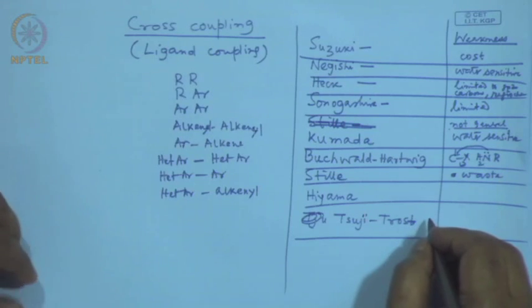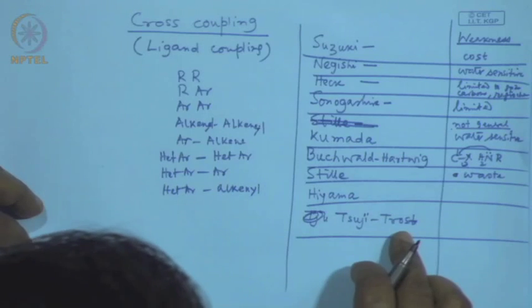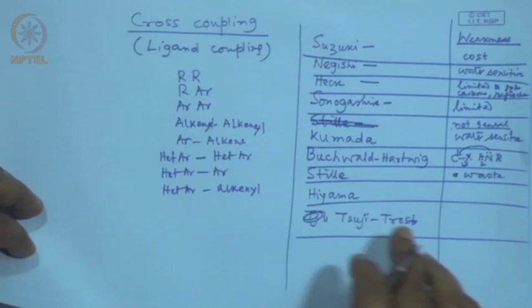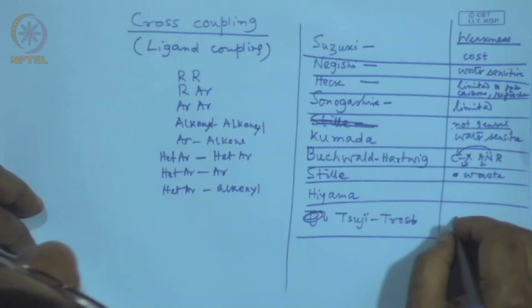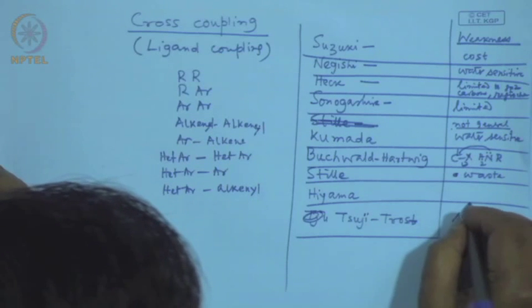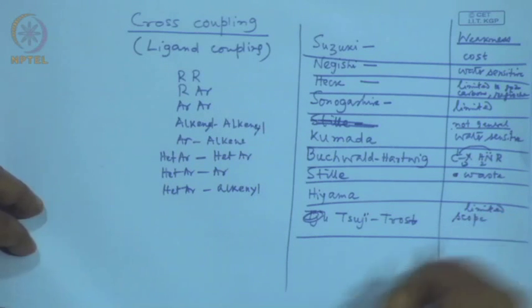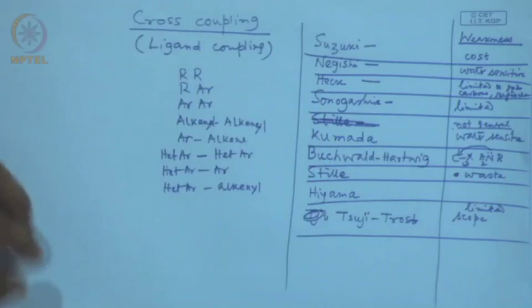Hiyama is not really into the chemical industry yet. Tsuji-Trost coupling is somewhat separate, but again it is limited in scope. It always requires an allylic acetate, an oxygenated allylic compound. So, you have a limited scope in the reactions. For us, I think the first few reactions are very useful: Suzuki, Negishi, Sonogashira, Kumada, and probably 1, 2, 3, 4, 5, 6. The first 6 would be very useful.